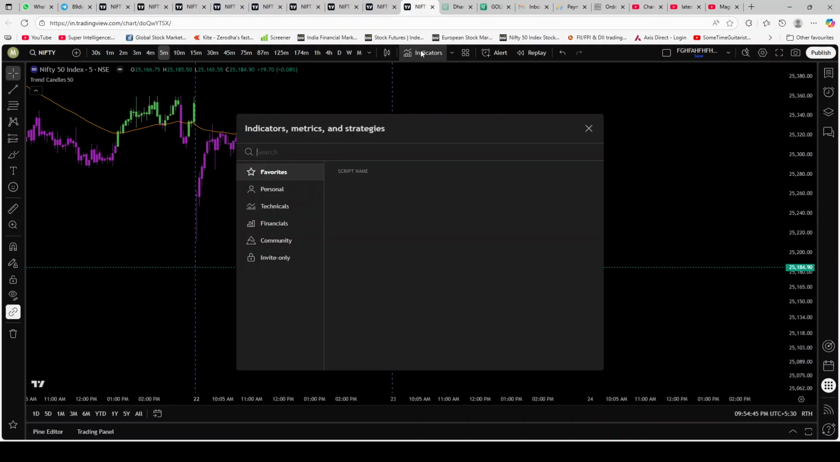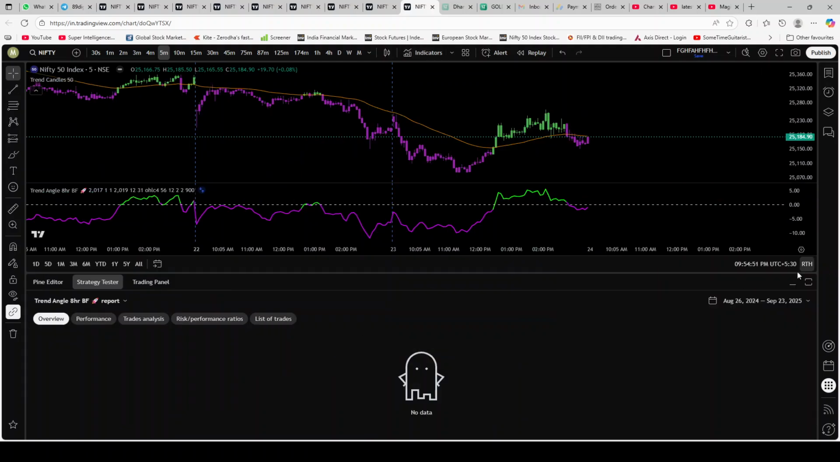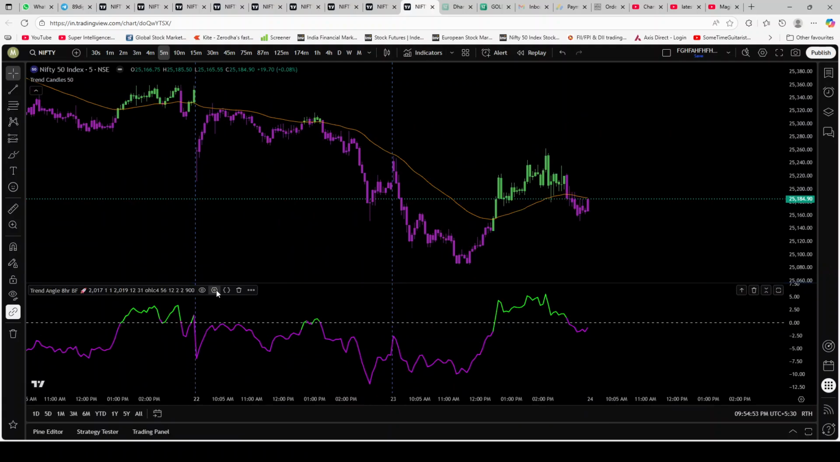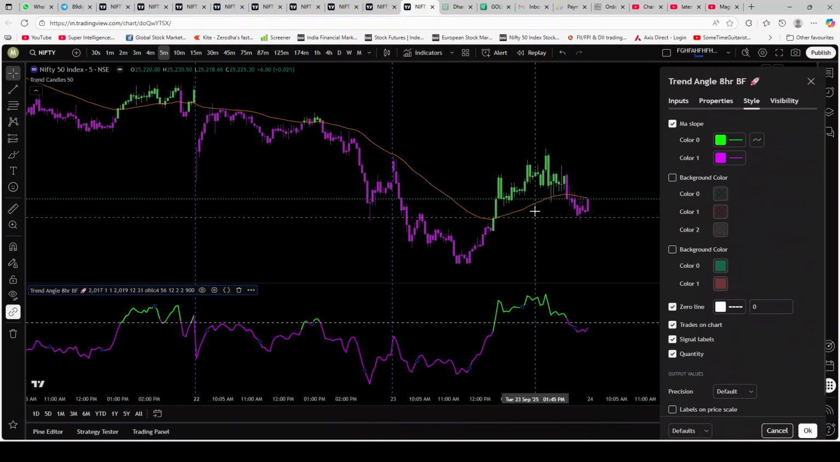All right, the other indicator we will use is called Trend Angle BF by Benif. Again, we are going to be using this in its default settings. The only thing that I think I've changed is the color, just to match it with the top. I'm using green and purple. I think it comes with something else by default.